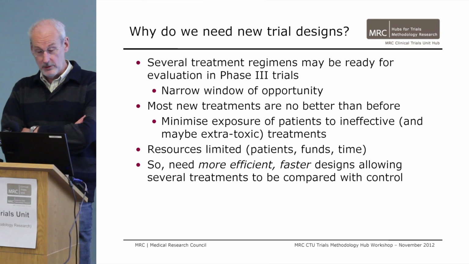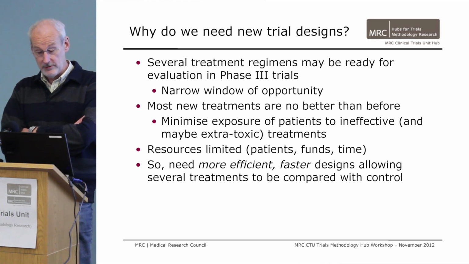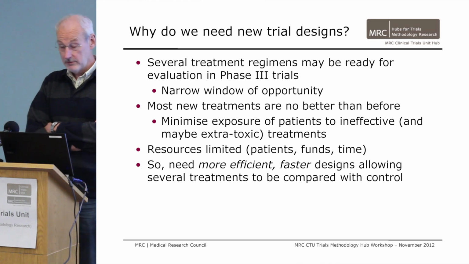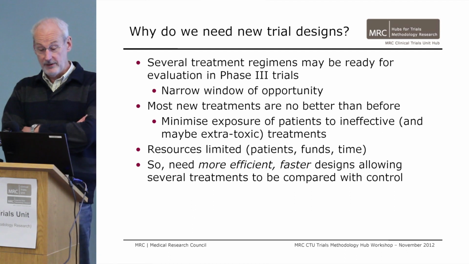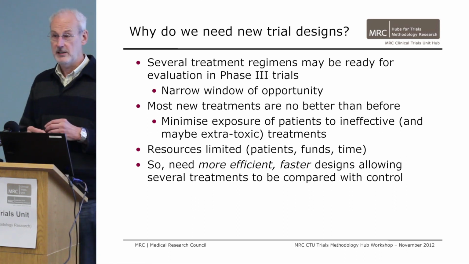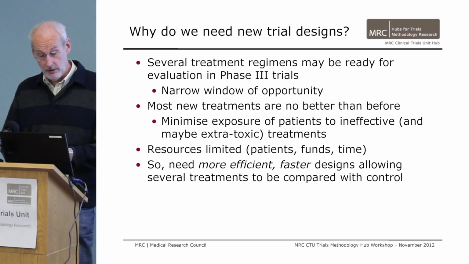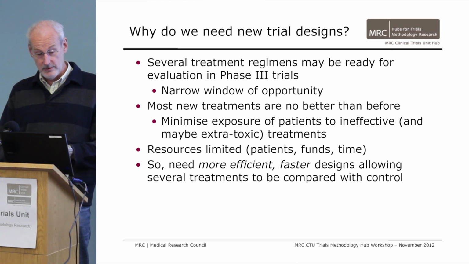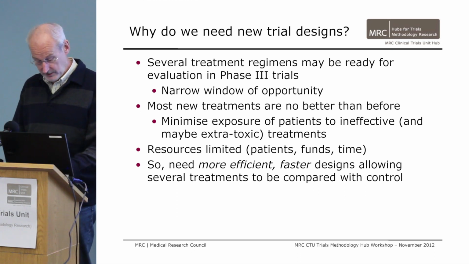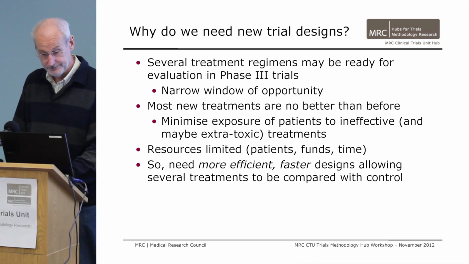We know that most new treatments are no better than the previous ones were. And also we want to try and minimize exposure of patients to ineffective treatments if we can do that. And often these ineffective treatments also turn out to be much more toxic. For example, very high activity chemotherapy regimens in cancer are often very toxic. Obviously resources are always limited, so we do need these more efficient designs. And the key here is the comparison, of course, of several treatments with control, not just one treatment.